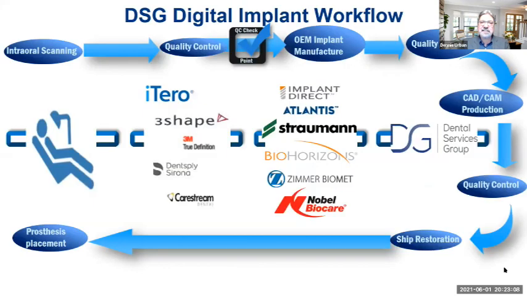In our DSG digital implant workflow, we go all the way from the intraoral scanning to quality control to check that scan. We're doing an implant case with the original manufacturer's implant parts, so I want to make sure that we look at the quality control in these parts. Then we go to CAD/CAM production, again with quality control. We ship the restoration to you, and then you do the placement. If you want to know more about this type of workflow and what's involved with protocol, just give us a call. We're here to help you.